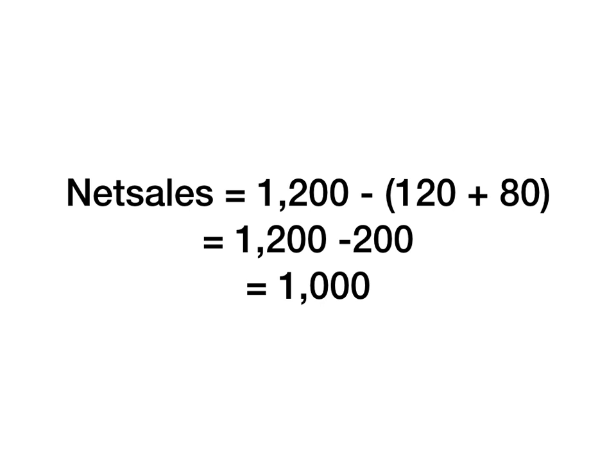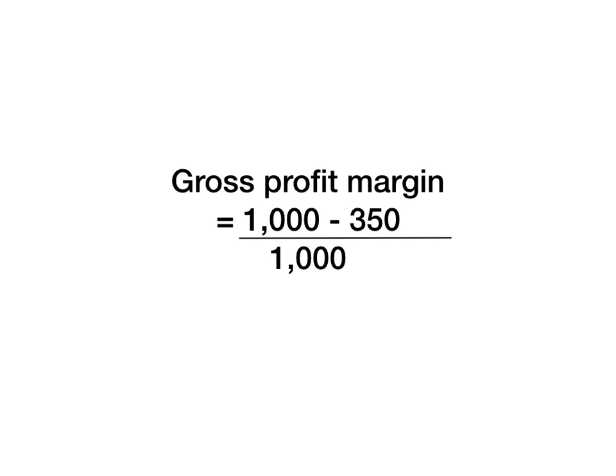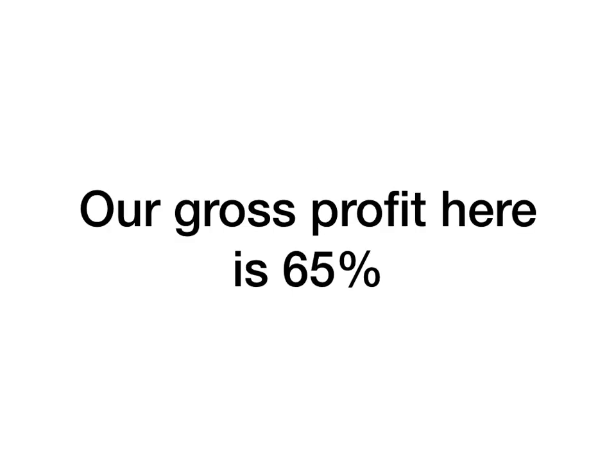Net sales is 1,200 minus 120 plus 80. That is gross sales minus discount of 10%, 1,200, minus returns of 80. So our net sales is 1,000, rather, sorry. Gross profit margin is then calculated by 1,000 minus 350 divided by 1,000. Our gross profit here in this hypothetical business is 65%.